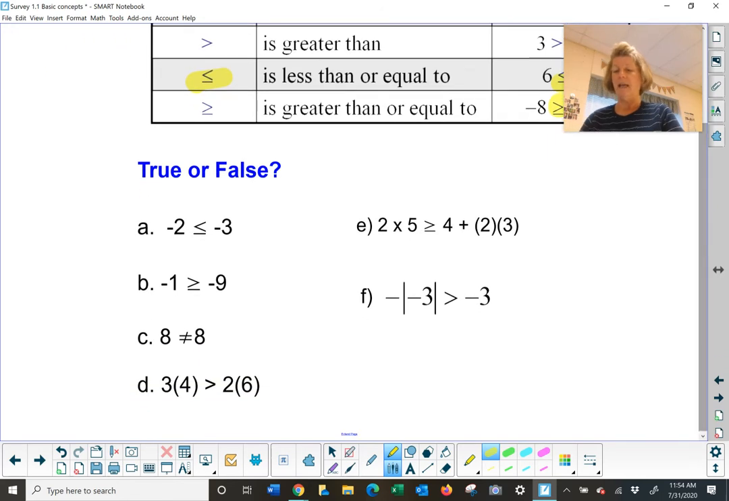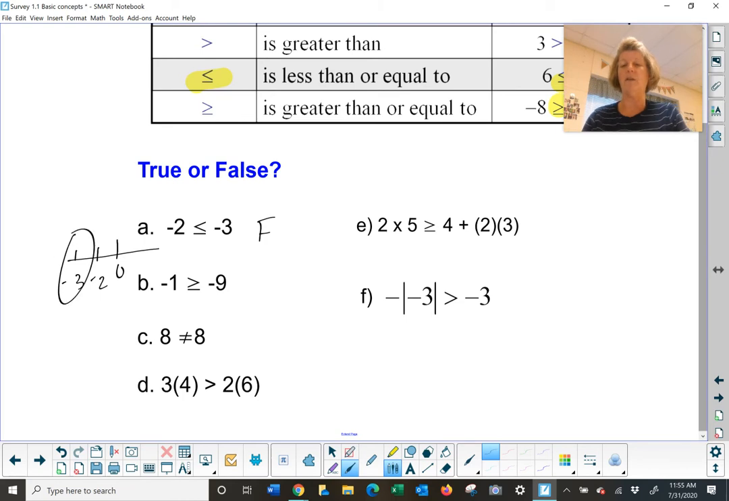So true or false? You know what? Pause the video, you walk through and write in your answers, and then flip me back on and see if we agree. -2 is less than -3. That would be false. Think of a number line, right? Here's 0, here's -3, here's -2. When a number's to the left of another number, that means it is less than. So -2 is going to be on the right side, it's greater. -1 is greater than -9. Well, here's -1, here's -9. Indeed, farther to the right makes that true.